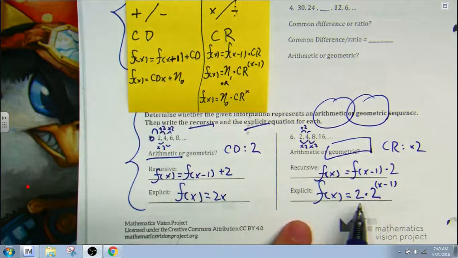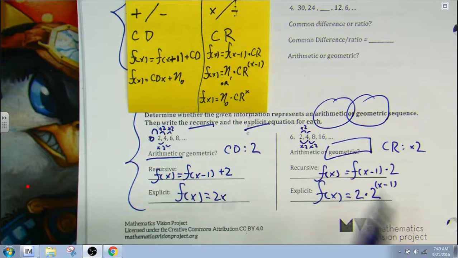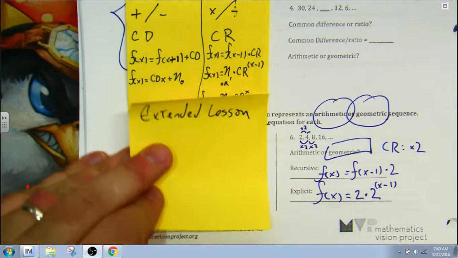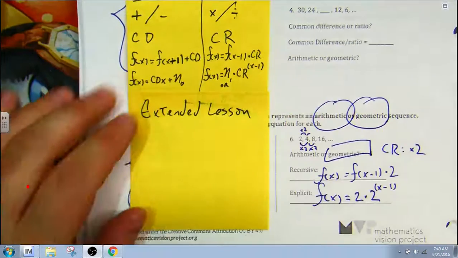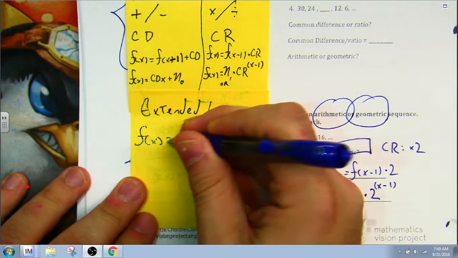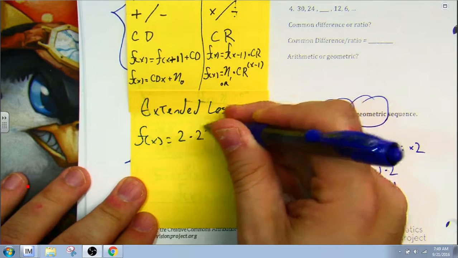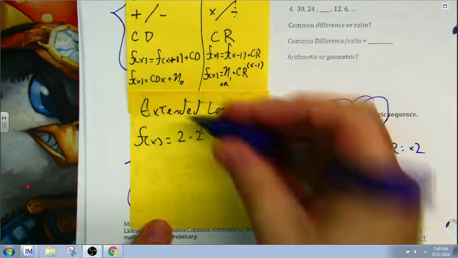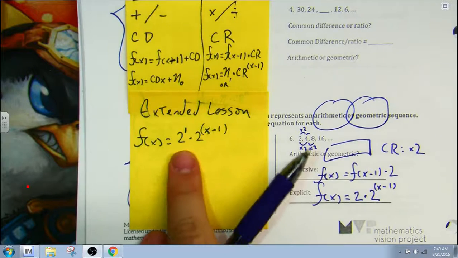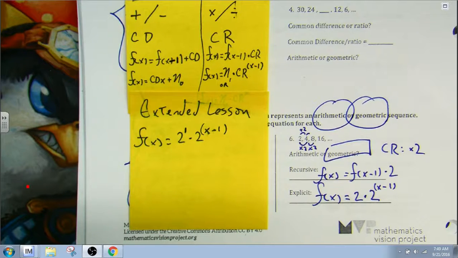And one of the cool things you can see here is that these are both 2, right? This is like an extension. So don't worry too much about this, but this is an extended lesson. And so I kind of want to just talk about this because it's kind of a cool thing that happens for some of these geometric explicits. You'll see that we have f of x equals 2 times 2 to the x minus 1. And so what I want us to see is that really there's a little 1 right here. We're always raising anything to the first power. We just don't bother writing that for everything because it would take forever if we wrote little 1s everywhere.